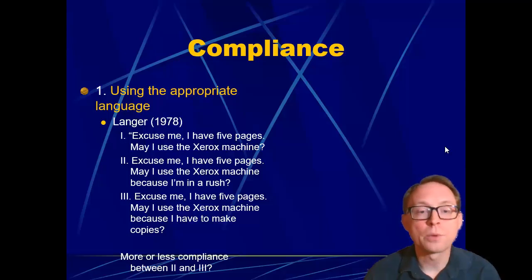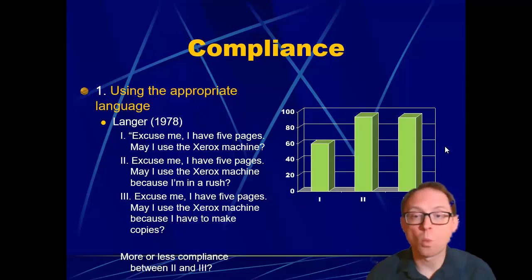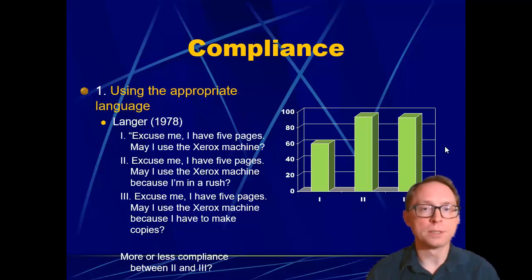Do you think there was more or less compliance between the second and the third, right? Is there more or less compliance between can I use the Xerox machine because I'm in a rush versus may I use the Xerox machine because I have to make copies? There was a negligible difference. It's like a 1% difference, like 93 compared to 92%. It's really, really close. When people are given a reason, they tend to be more likely to comply.